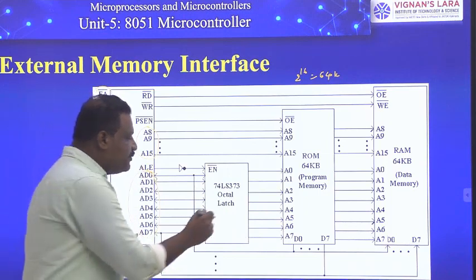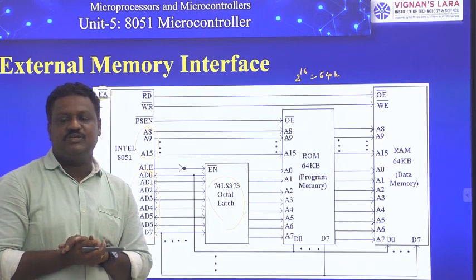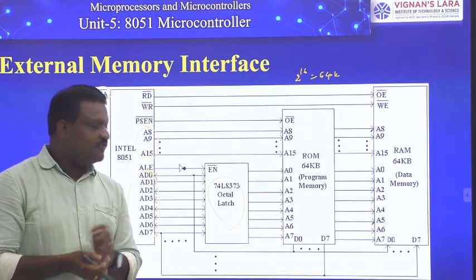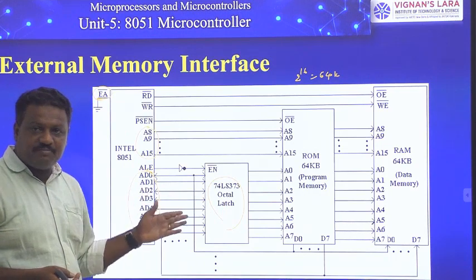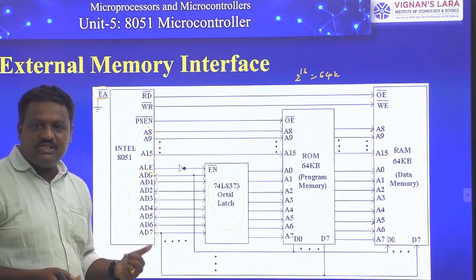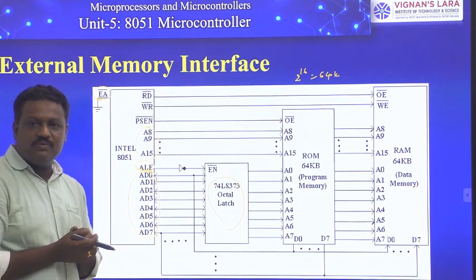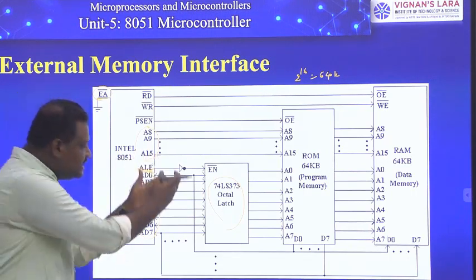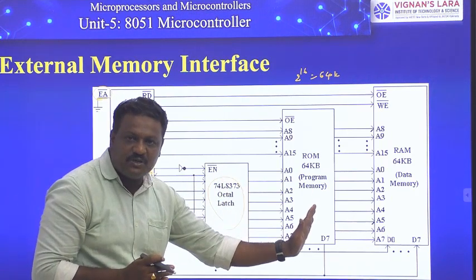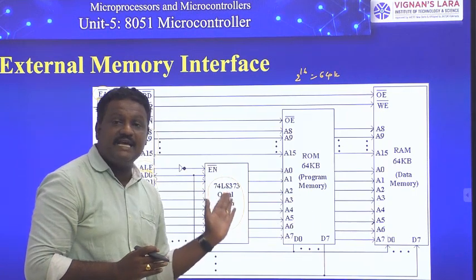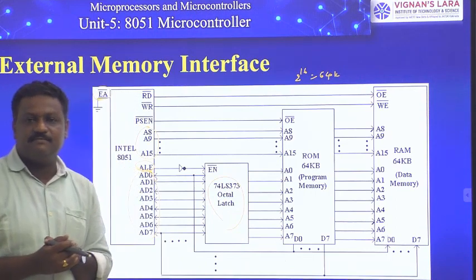That we do with the help of an address latch whose IC number is 74LS373. So for this address latch, I give the multiplexed address and data lines as input, and to enable this latch I'll use the ALE signal. Once this latch is active, it will accept the data present on these input lines and produce the same thing at the output, and the output of this latch is purely address information, that is A0 to A7.